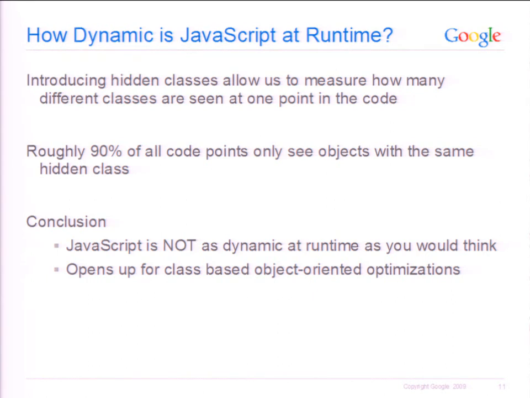And what we did after we introduced the hidden classes, we actually ran a bunch of programs to figure out how many different types or hidden classes you saw at one execution point in the code. And it turns out in 90% of all code points, you only saw one shape of objects. And that tells you that you can use these inline cache techniques to get fairly good speed. You don't have to put in an inline cache and then change it afterwards. So that's what we did.